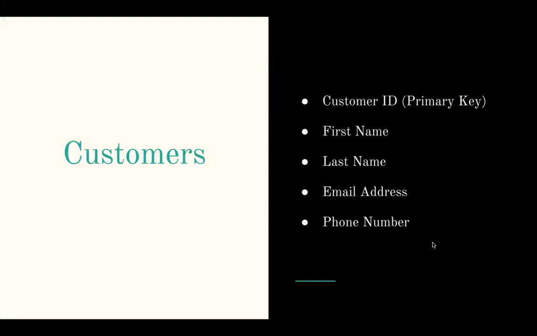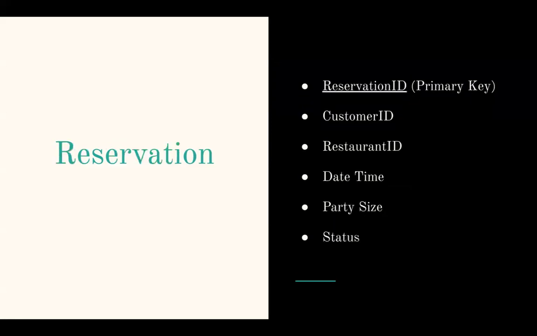So for our first entity, we have our customers. Their attributes are the customer ID, their first name, last name, email address, and phone number. Our next entity is a reservation. For their attributes, we have the reservation ID as a primary key. They have a customer ID, restaurant ID, date and time, party size, and status.